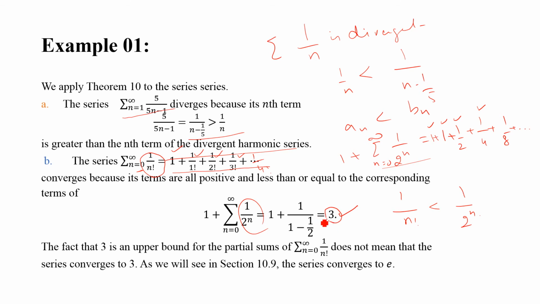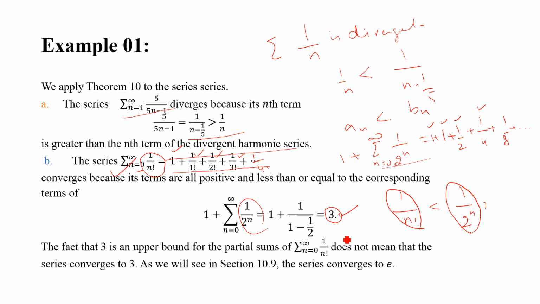So this given series is bounded by 3. So it has an upper bound. Every partial sum is bounded by 3. So that is why we can say that 1 over n factorial is less than 1 over 2 to the power n. So using part 1 of theorem 10, we can conclude that since this series is convergent, that is, the series with greater terms is convergent, therefore the series with smaller terms is also convergent. So using part 1 of theorem 10, we conclude that this given series is a convergent series.